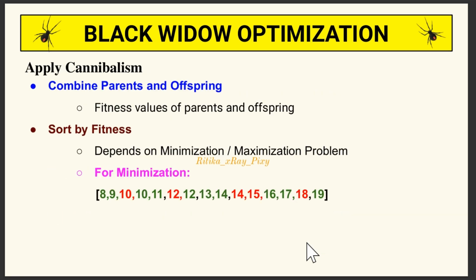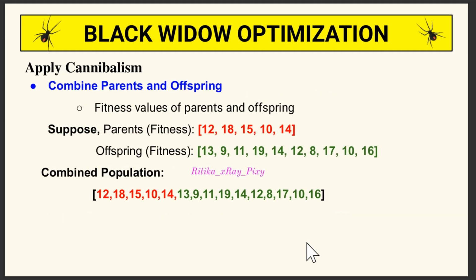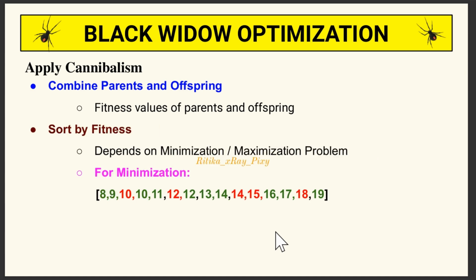Done. So here you can see we have parent fitness values 12, 18, 15, 10, 14. Now suppose the offspring's fitness values are 13, 9, 11 and so on. Now we will combine the population. So here you can see 12, 18, 15 up to 16. Suppose we are doing the minimization. Now we will sort the population.